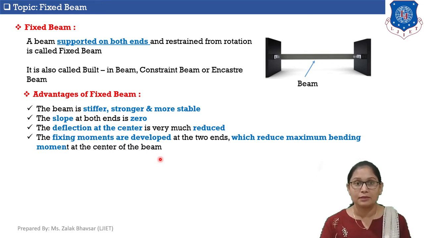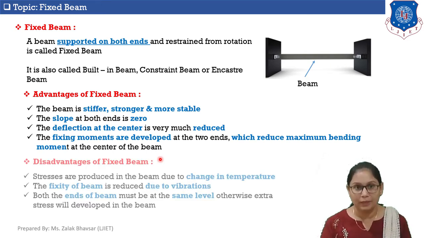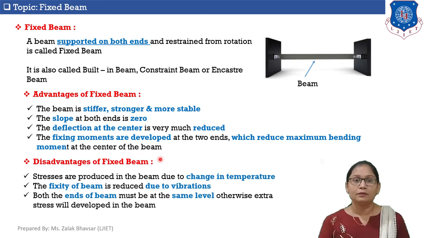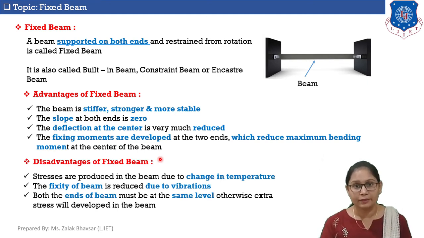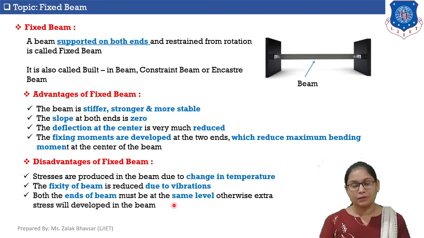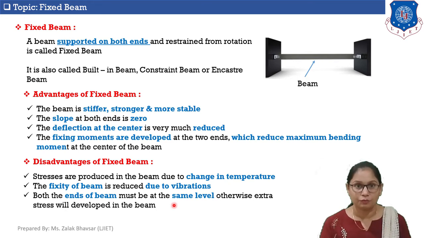Now let's discuss disadvantages of fixed beam. So stresses are also developed in a beam due to change in temperature. The fixity of the beam is reduced due to vibration. Both the ends of the beam must be at the same level, otherwise extra stress will develop in the beam. So these are the advantages and disadvantages of the fixed beam.